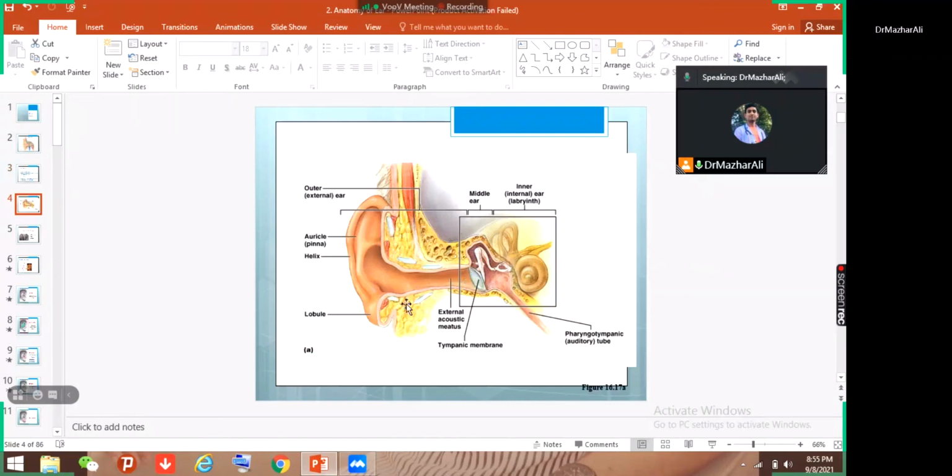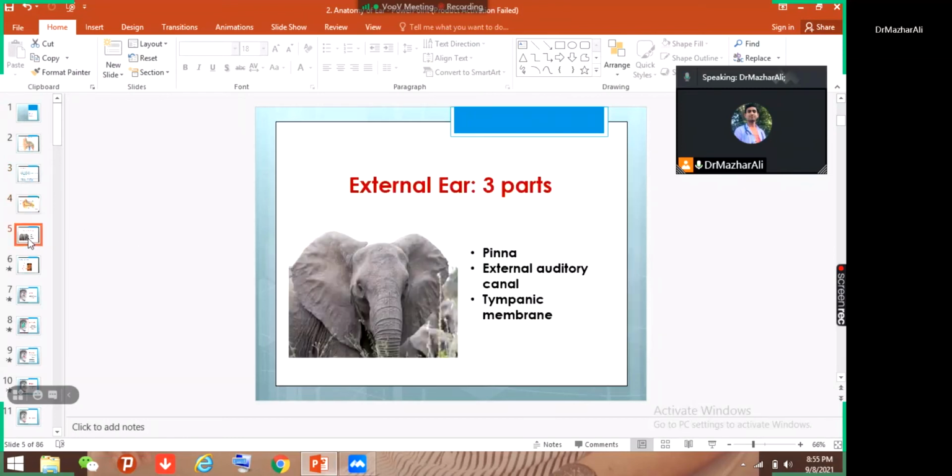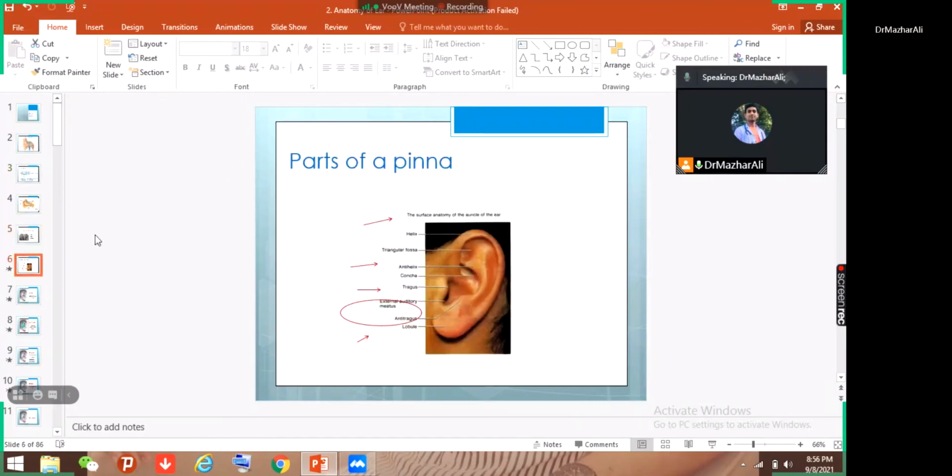As you can see, this is the fatty deposition, and this is the outer part of the external auditory meatus, and the tympanic membrane and inner tube. So the external ear has three parts: the pinna, the external auditory canal, and the tympanic membrane. The tympanic membrane is a part of the external ear. This whole picture we call the pinna, and these are the further parts of the pinna.